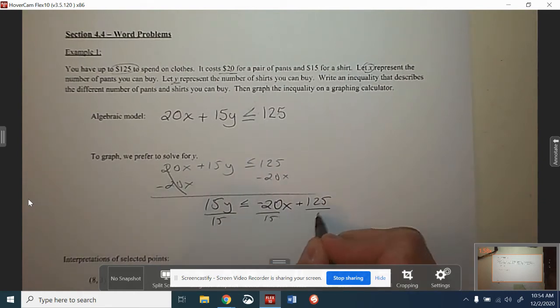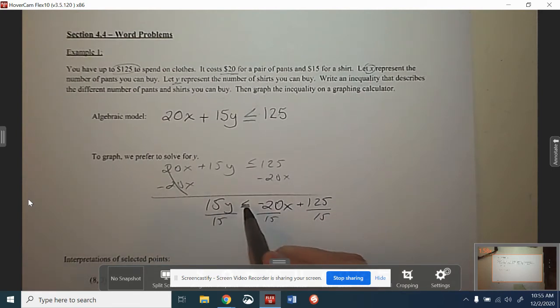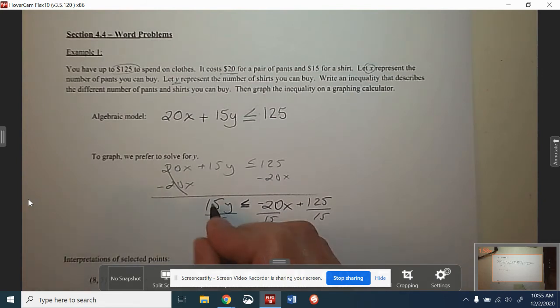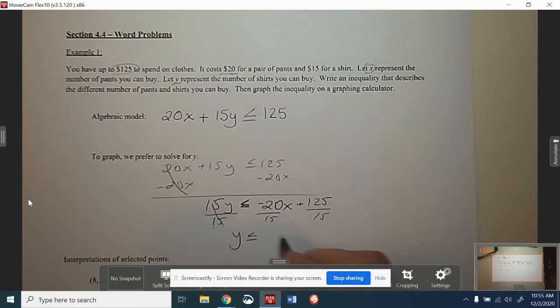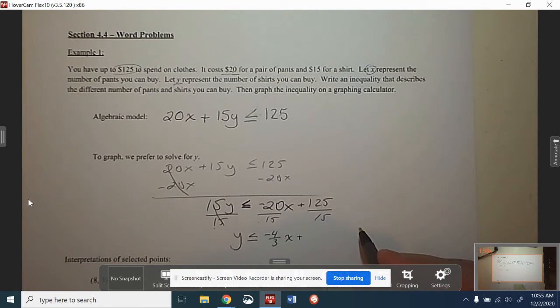As a shortcut, we can divide each term by 15. We don't need to reverse the inequality here because we divided by a positive. It's only if you divide or multiply both sides by a negative that you need to reverse the inequality. -20 over 15 reduces by 5. That's going to give us -4/3 x. And then I have plus 125 over 15. I know 5 goes into both of those.